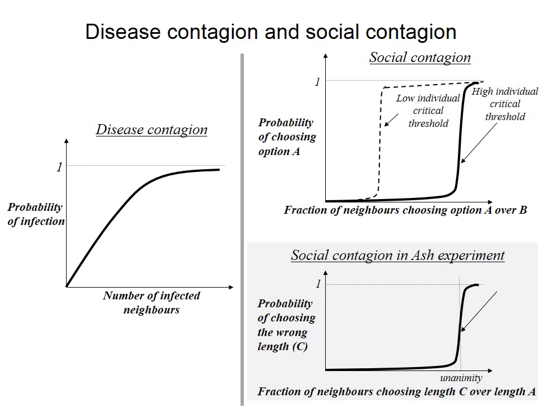What happens in a social contagion instead is different. Let's look at this graph here. Here I represent the Solomon Asch dynamics. On the horizontal axis, you find the fraction of neighbors that choose the wrong segment over the right segment A. So the number of individuals choosing the wrong one increases, and all of them give the wrong answer. On the vertical axis, instead, you find the probability of choosing the wrong length by the subject of the experiment, the eighth individual.